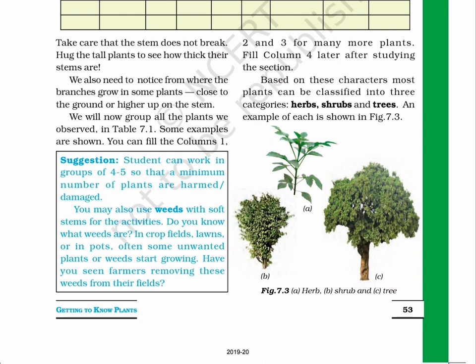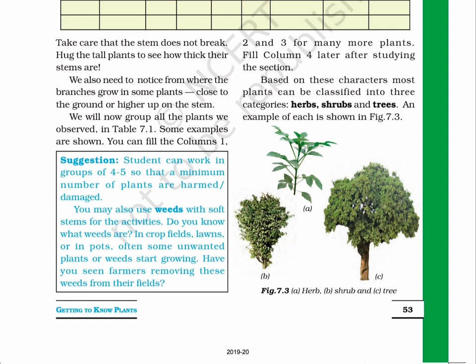Based on these characters, most plants can be classified into 3 categories: herbs, shrubs and trees. An example of each is shown in figure 7.3. Suggestion: Students can work in groups of 4 to 5 so that a minimum number of plants are harmed or damaged. You may also use weeds with soft stems for the activities.